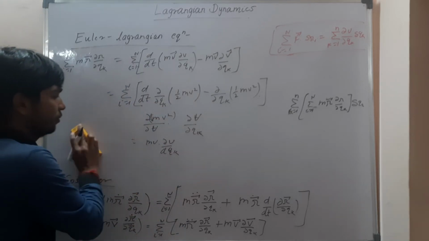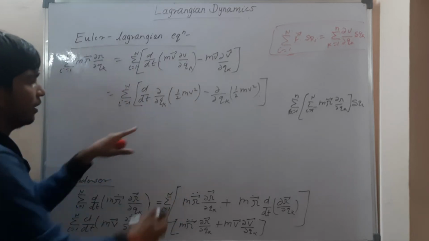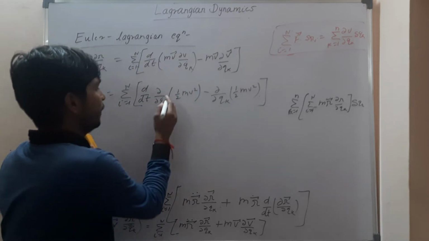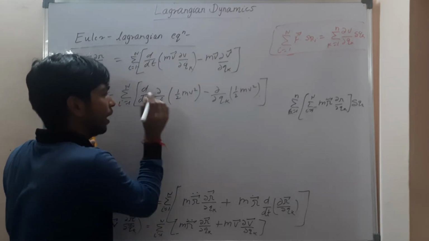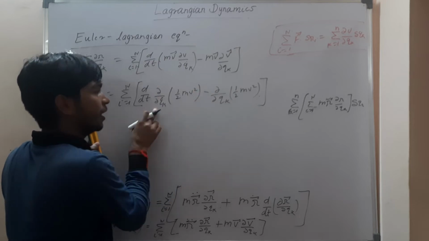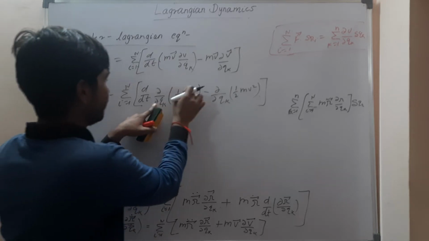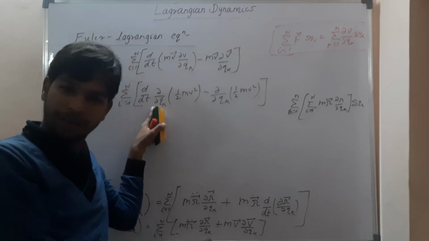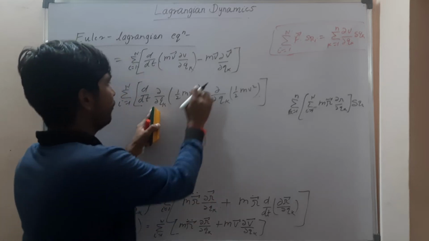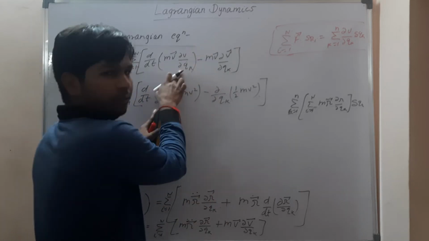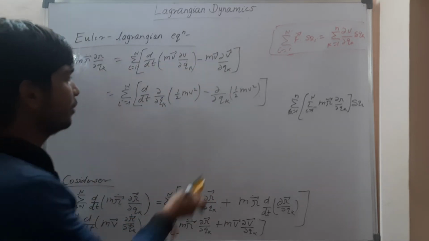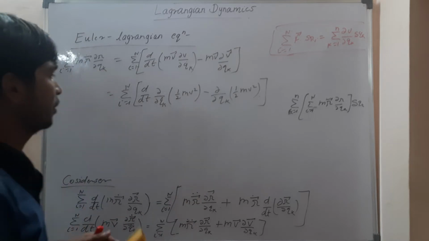I think this is clear now. The thing is that if you see here, this is not differentiable with qk, but I can differentiate with velocity, and velocity I can differentiate with qk. So this half mv square I am differentiating with respect to velocity v, and v I am differentiating with qk. So both are the same. Similarly in that term also.